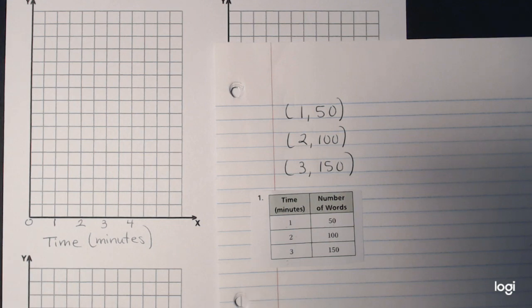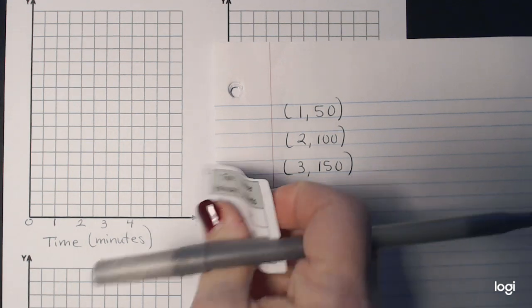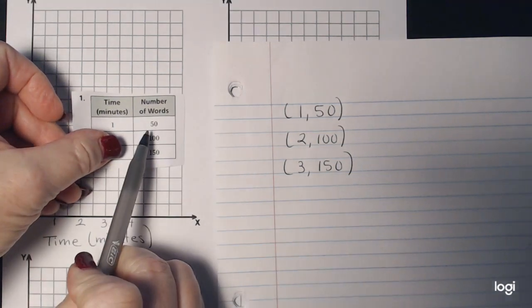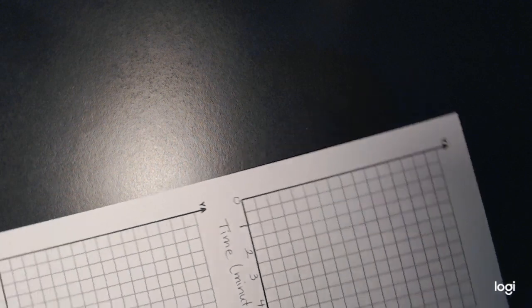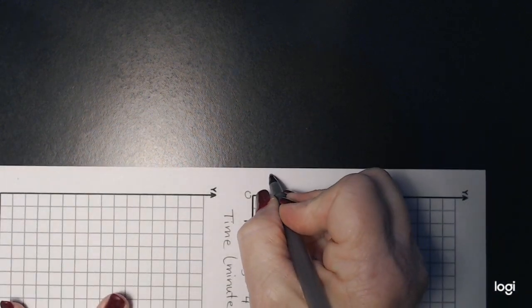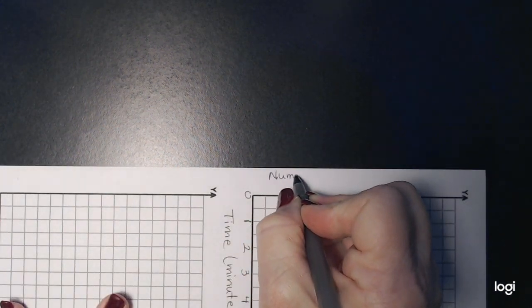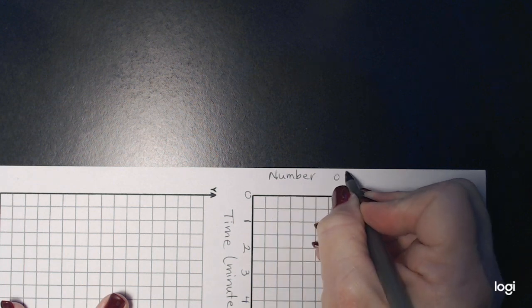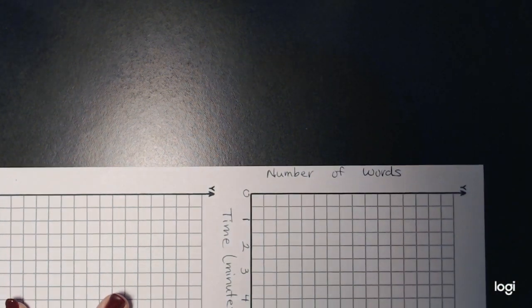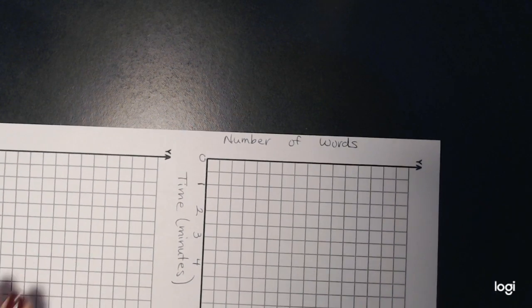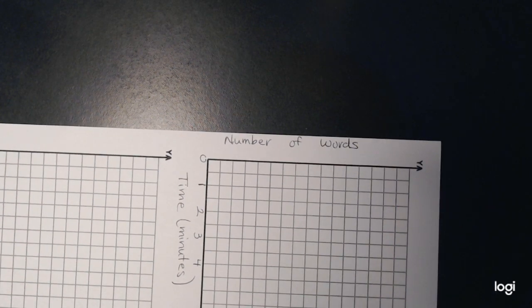All right, now we're going to label our y-axis, which is number of words. So I'm going to take my paper and I'm going to turn it this direction. And I'm going to write number of words. Okay, so we've labeled both of our axes. Remember, if you need to pause the video so you can keep up, please do so.